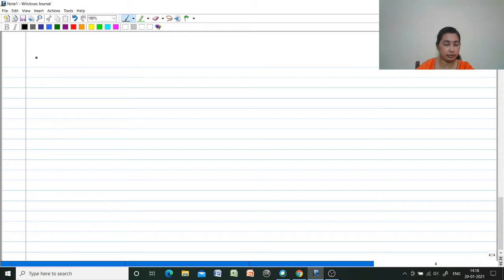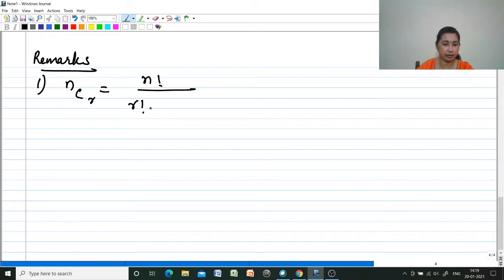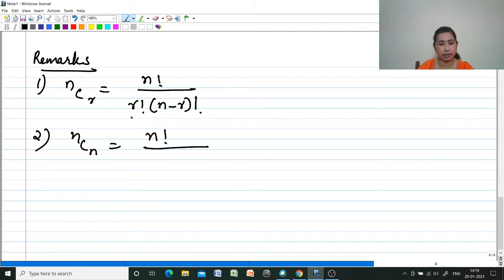Then next remark, some remarks are there to study. So remarks are, first one, as I have told you, nCr is n factorial divided by r factorial into n minus r factorial. Then second one is, what is nCn? nCn is n factorial divided by, instead of r it is n, factorial into n minus n factorial. That's equal to, this n factorial getting cancelled, remaining n minus n is 0, 0 factorial is also 1. So nCn is 1.